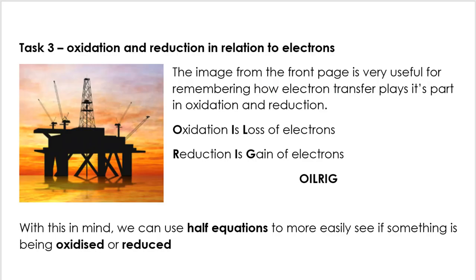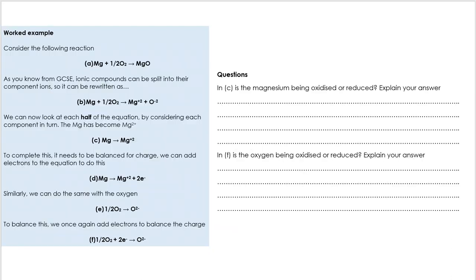Now let's move on, because actually the key term when we talk about redox now is going to be considering oxidation and reduction in the context of loss or gain of electrons. And there's a little mnemonic here to help you. OIL RIG: oxidation is loss of electrons, reduction is gain of electrons. And one of the things that we can do is use half equations to actually recognise if something is being oxidised or reduced. Have a read through this worked example and then answer the questions.